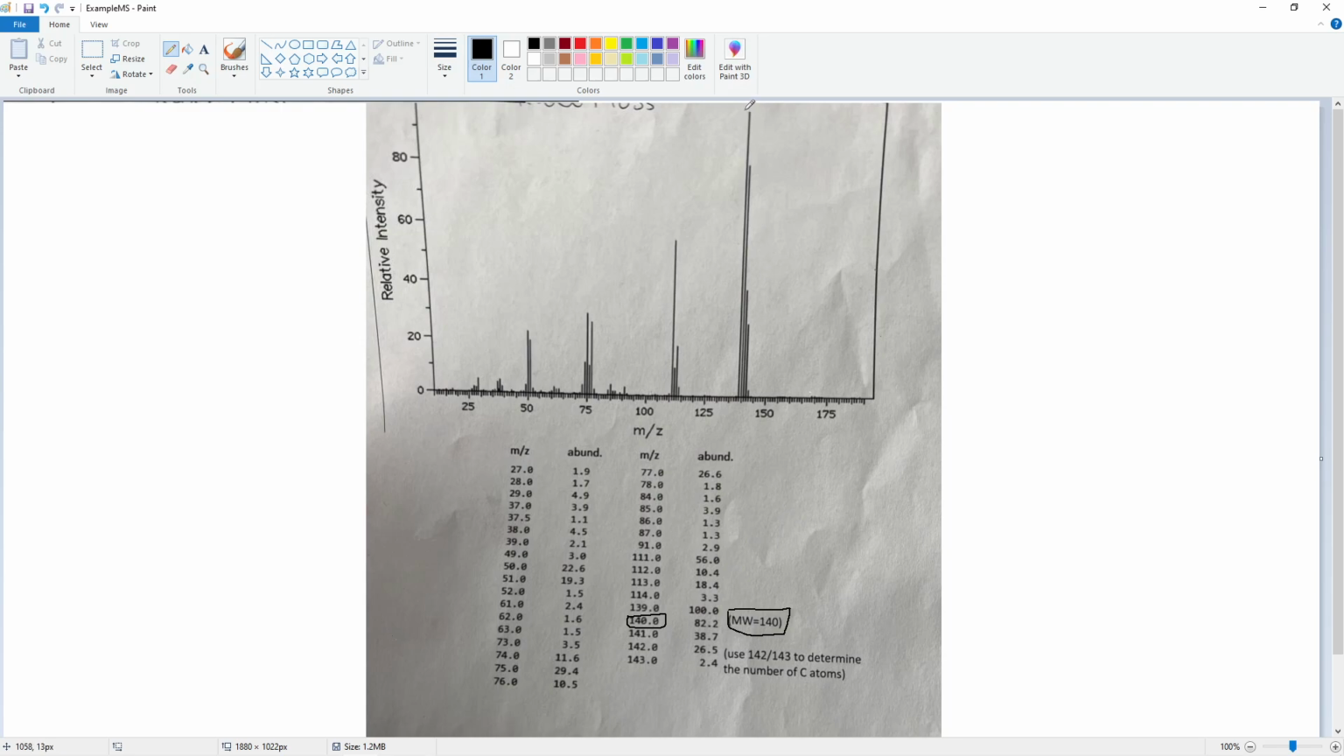But one thing you can quickly notice from this rightmost group is if you have an M+2 peak, which in this case I do. So this is your M peak, this is M plus 1, this is M plus 2, and way down here is your M plus 3.